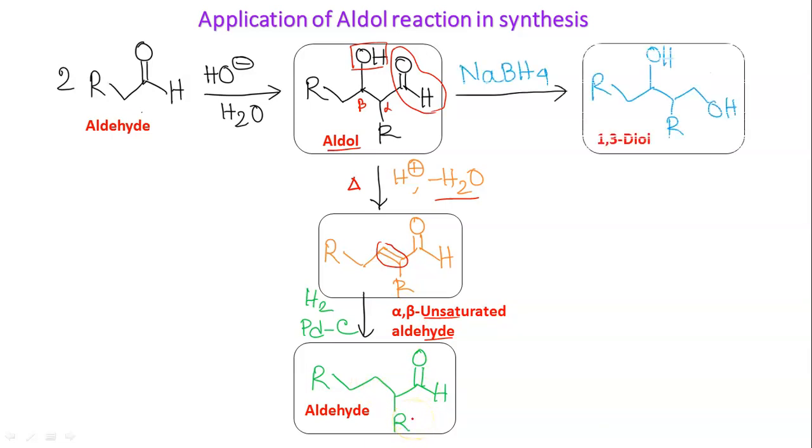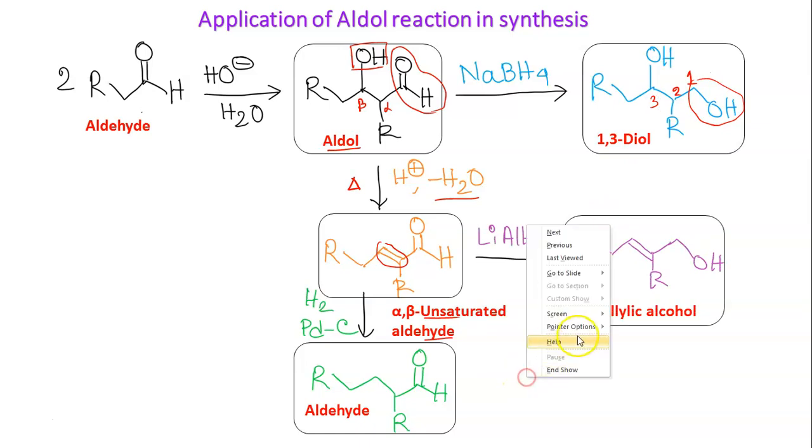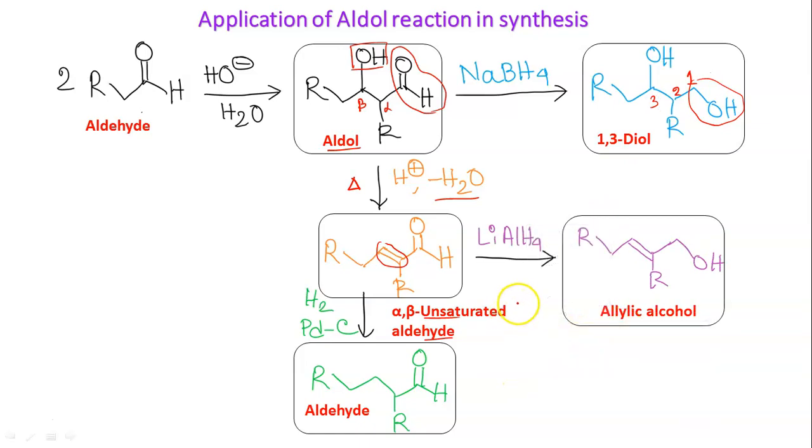Next, we are using the reducing agent sodium borohydride. So here the CHO group will be converted to CH2OH. Now we have two OH groups at the 1 and 3 positions, so that is why it is a 1,3-diol. Now another reducing agent, lithium aluminium hydride. If we use it on this alpha beta unsaturated aldehyde, the CHO group will be converted to CH2OH.